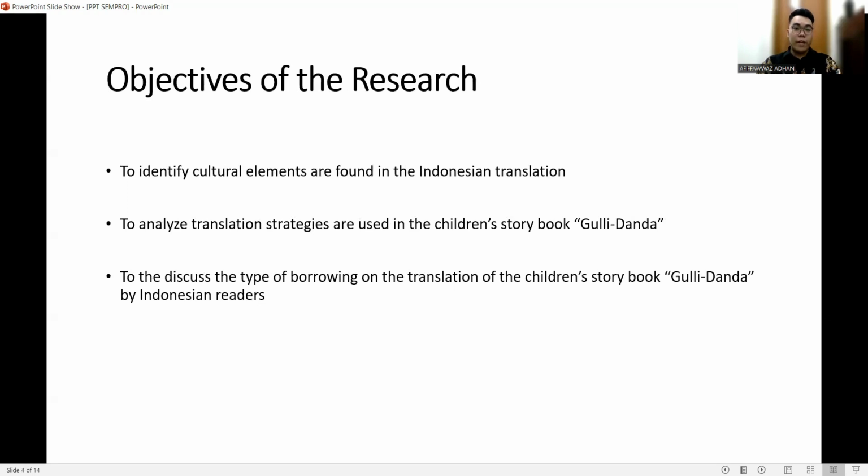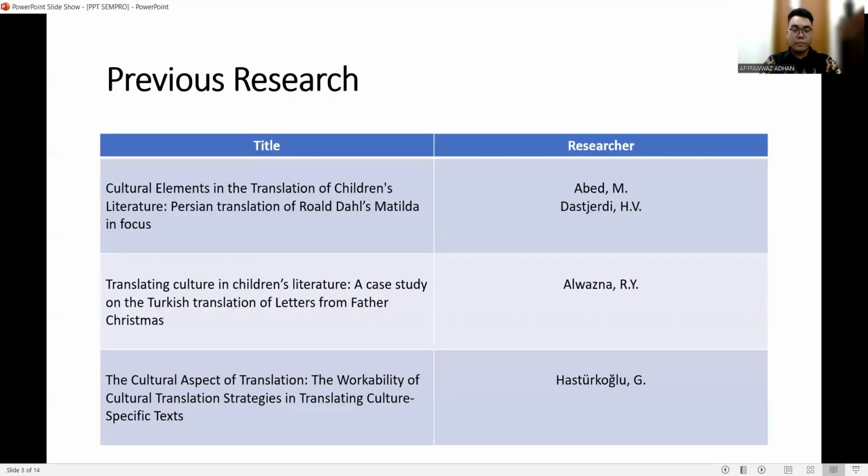Next, we have the objectives of the research. We have three objectives. The first one, to identify the cultural elements found in the Indonesian translation. The second one, to analyze the translation strategies that are used in the children's storybook Gulli-Danda. And the third one, to discuss the type of borrowing in the translation of the children's storybook Gulli-Danda by Indonesian readers.